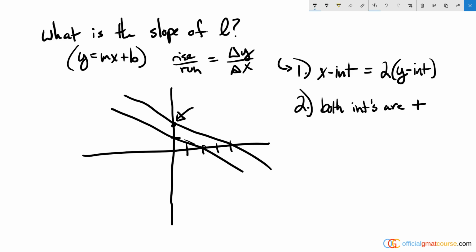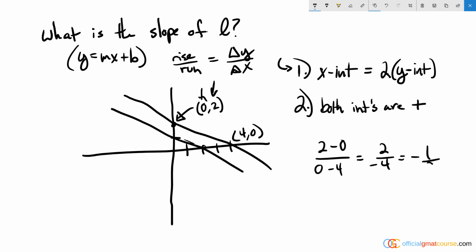So this point here we said would be 0 for x, 2 for y, and then this point would be 4 for x, and 0 for y. And the change in y would be 2 minus 0. And we're using this point as the left-hand side of this formula, which means the change in x is going to be 0 minus 4. And that's going to give us a slope of 2 over negative 4, which is equal to negative 1/2. So the slope is negative 1/2 here.